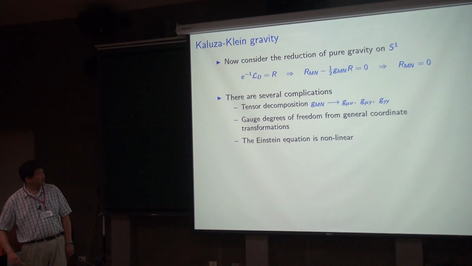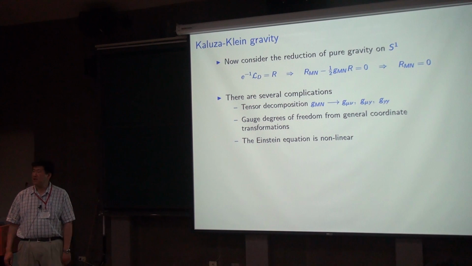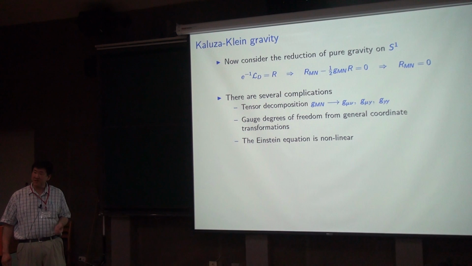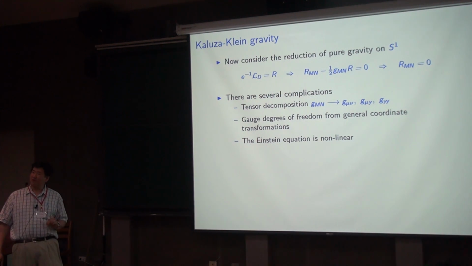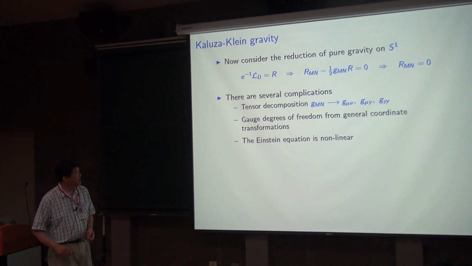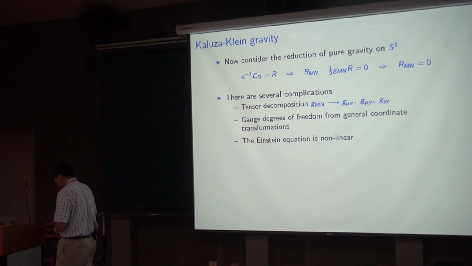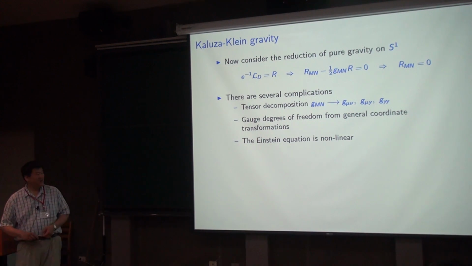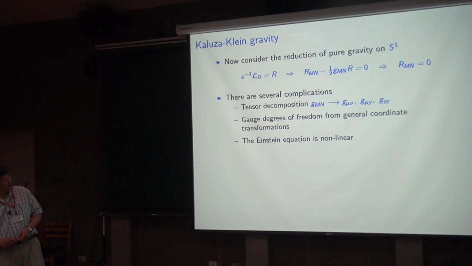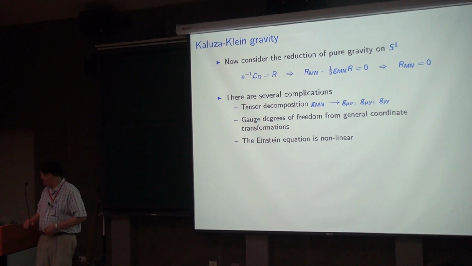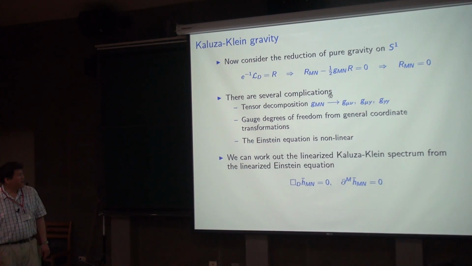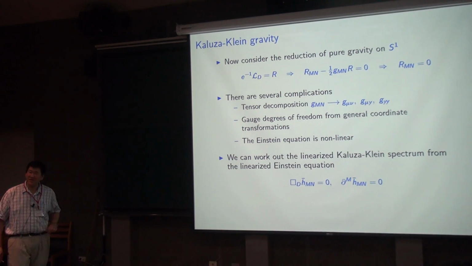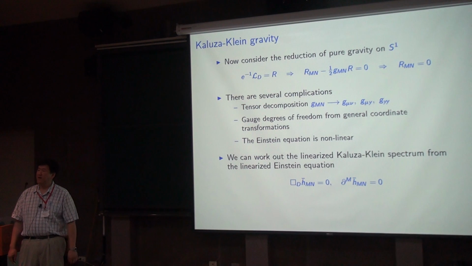The other point I want to mention, of course, is that the Einstein equation is nonlinear, whereas the scalar field example, the Klein-Gordon equation, was a very simple linear equation. It was kind of obvious. The nonlinear reduction is a little bit more complicated. So the first thing you could do is what a professor told me many years ago when I was in school: when in doubt, linearize. Not the complete story, but we can work out the linearized Kaluza-Klein spectrum without too much difficulty, and usually that's a very good starting place.